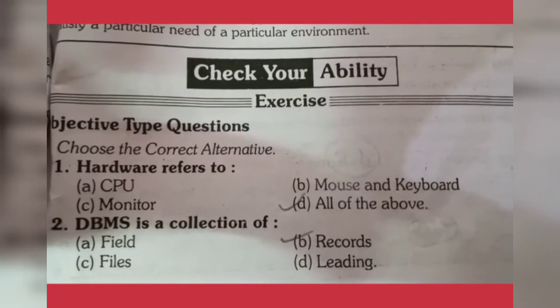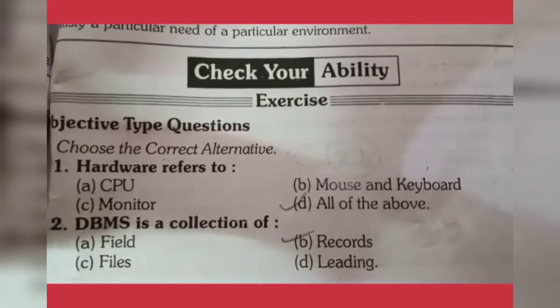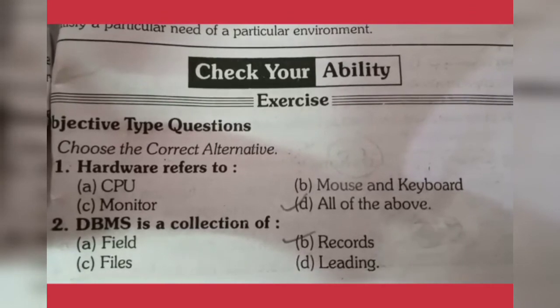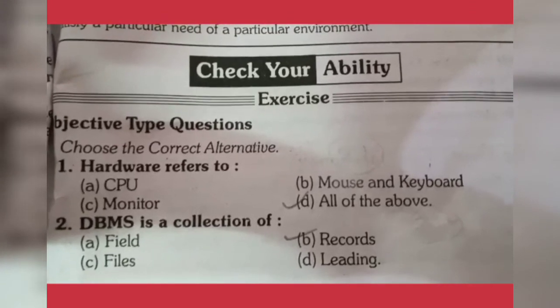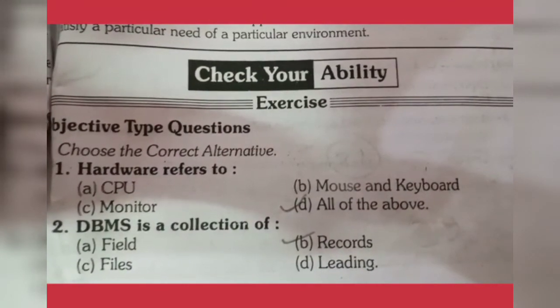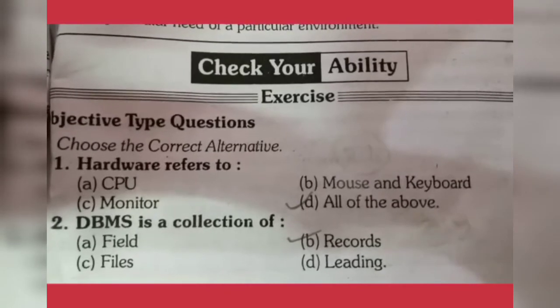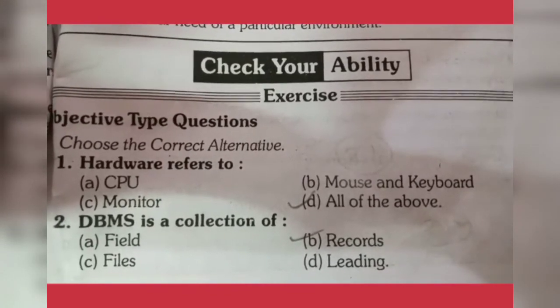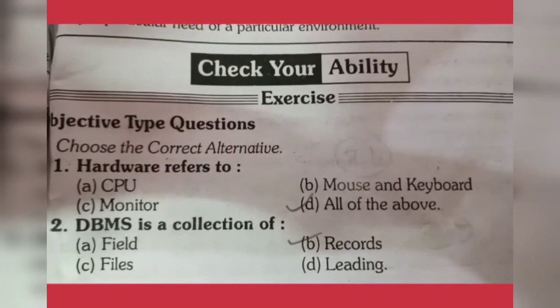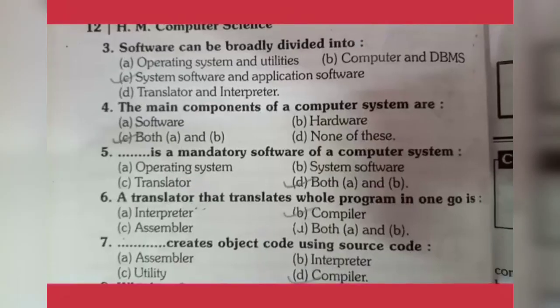DBMS is a collection of records. DBMS जो है वो रिकॉर्ड्स का कलेक्शन होता है जिसमें आपकी फील्ड्स भी आती हैं, रो कॉलम्स, सब चीज़ें DBMS में आपकी आती हैं. तो ओवरऑल इनको हम बोल सकते हैं रिकॉर्ड्स. So the answer is records. DBMS is a collection of records.